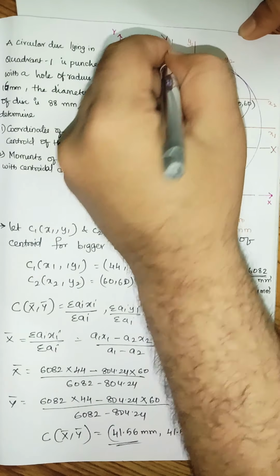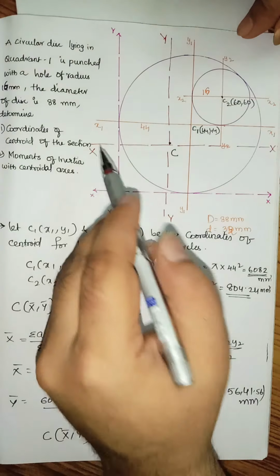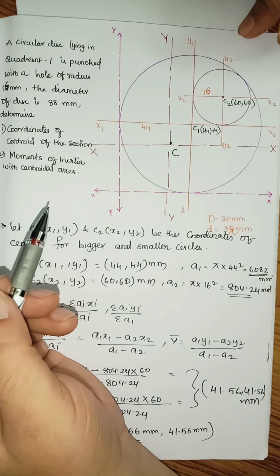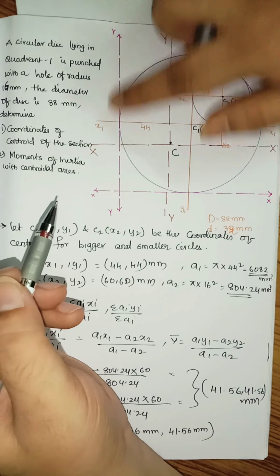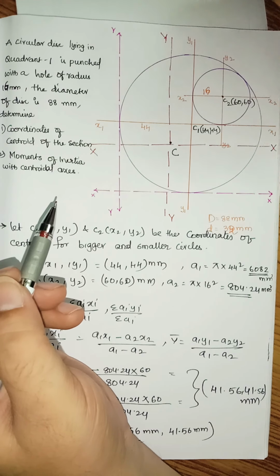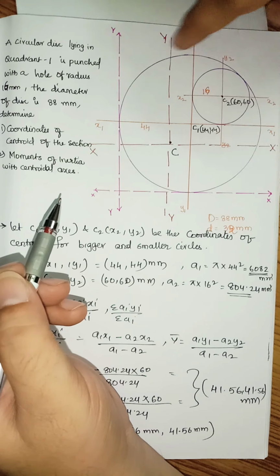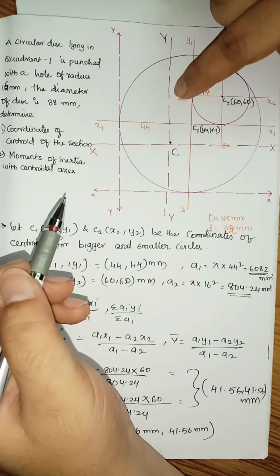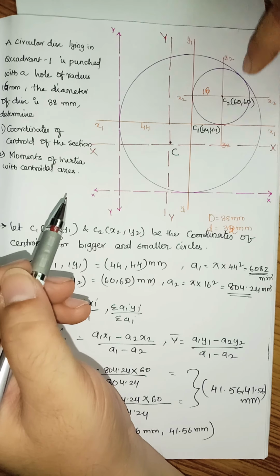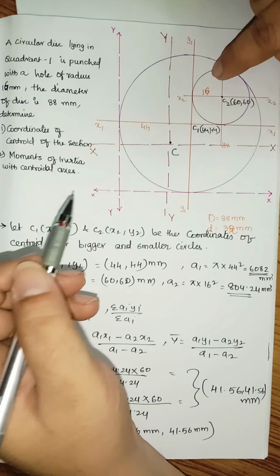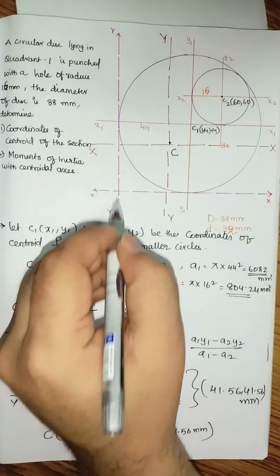Let us call this one as Y, whereas capital X and capital Y represent the centroidal X axis and centroidal Y axis for the entire section, whereas X1 Y1 represent centroidal X axis and Y axis for the bigger circle, and X2 as well as Y2 represent the centroidal X axis and Y axis for the smaller circle with respect to this particular reference axis.